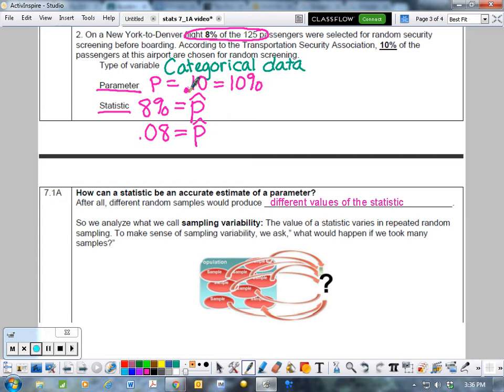Again, we should be writing those as proportions because as we start doing our calculations and all that, we're going to be writing almost all of our stuff as proportions anyway.